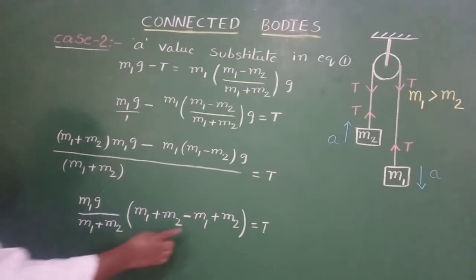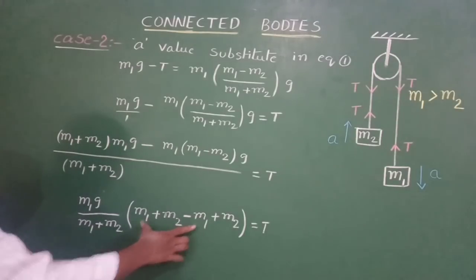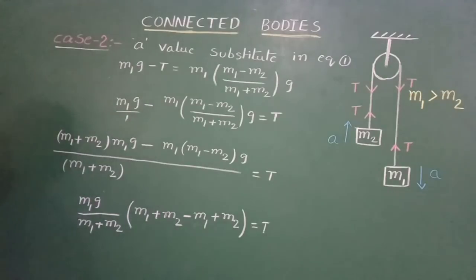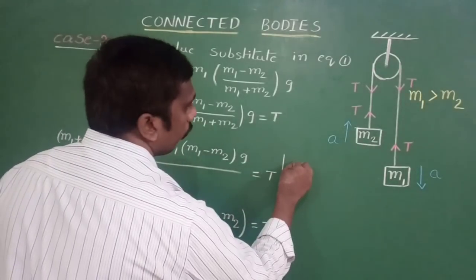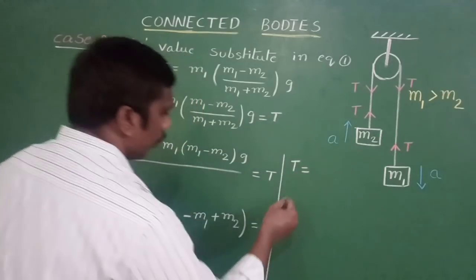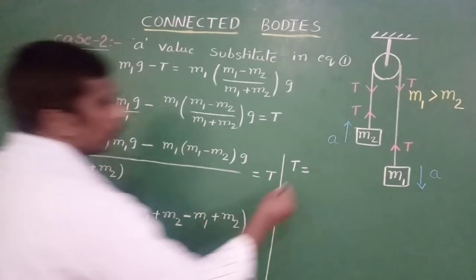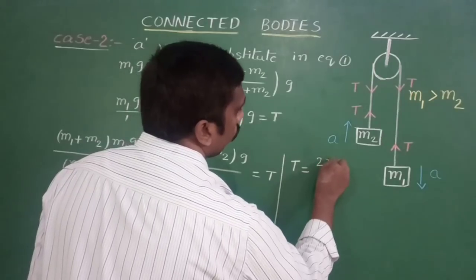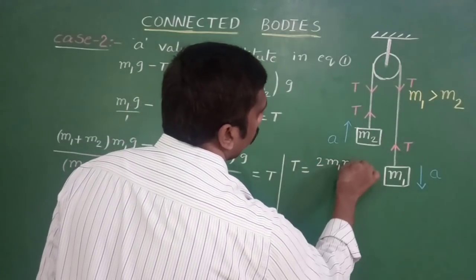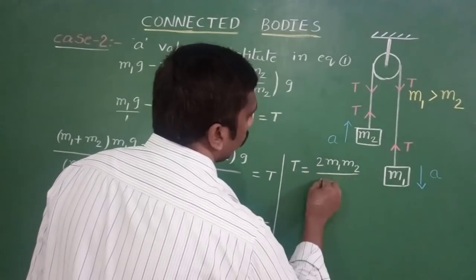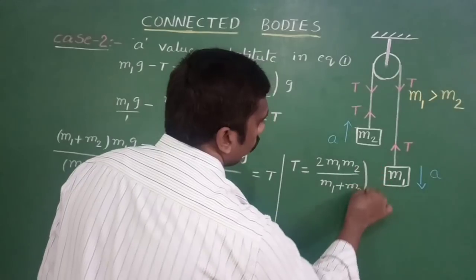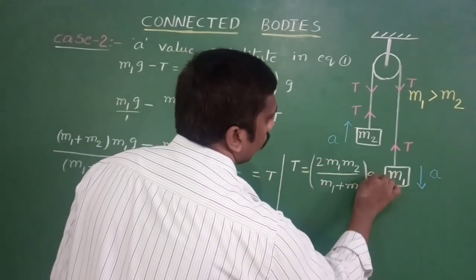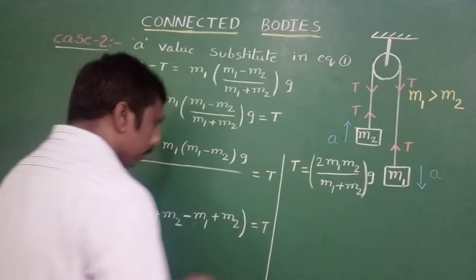If you observe here, minus m1 plus m1 both get cancelled. m2 plus m2 is equal to 2m2. Finally, we can write tension T is equal to 2 into m1 m2 by m1 plus m2 into g. This is the tension equation.